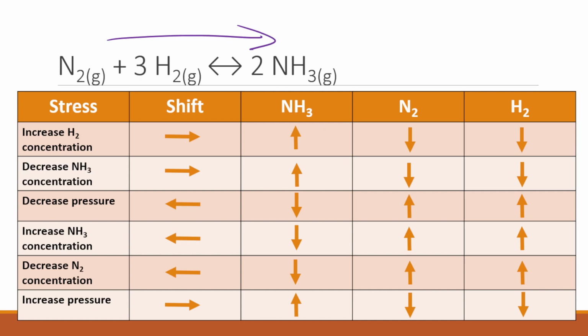After we have shifted, as a result of us doing this decrease in NH3, the concentration of NH3 will be brought up, right? It's going to increase because we're making it faster than it breaks down. The amount of N2 and H2 are both going to decrease because we are using them up faster than the NH3 produces them. Right? We're going more left to right and less right to left.